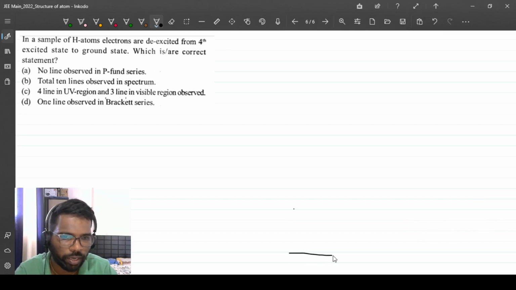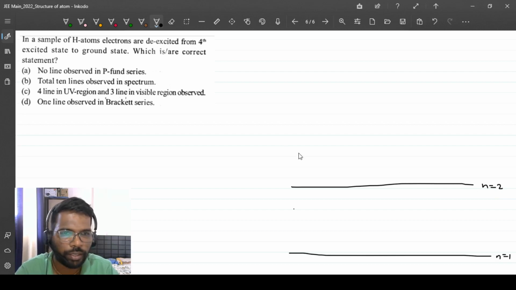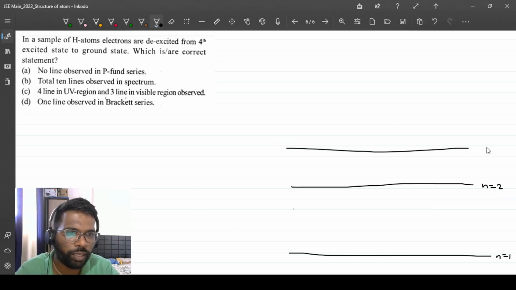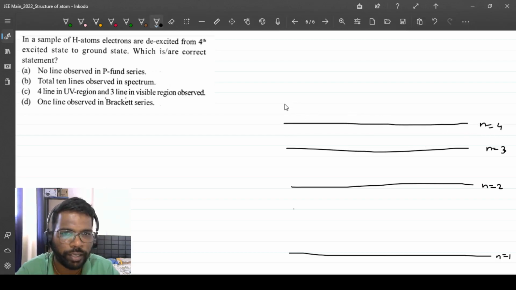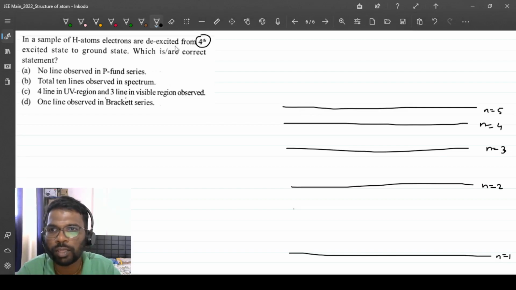Let's say this is the energy level, first energy level, n is equal to 1, ground state. Then this is n is equal to 2, a first excited state. Then n is equal to 3, a second excited state. Then n is equal to 4, a third excited state, and n is equal to 5, which is the fourth excited state. The question asked is: the electron is getting de-excited from the fourth excited state to the ground state. Which of this is correct?